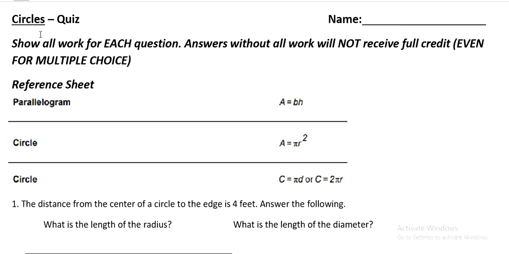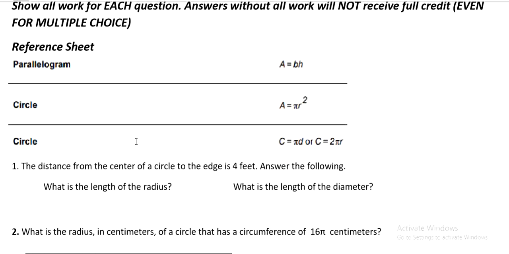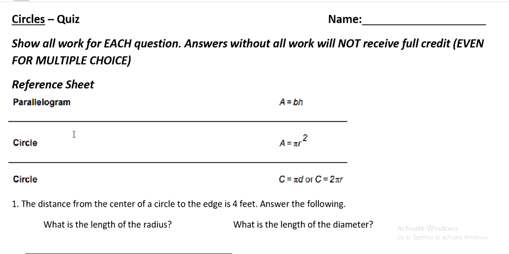This video is on the circles quiz. So in this one, remember, you must show all work, even for the multiple choice questions.